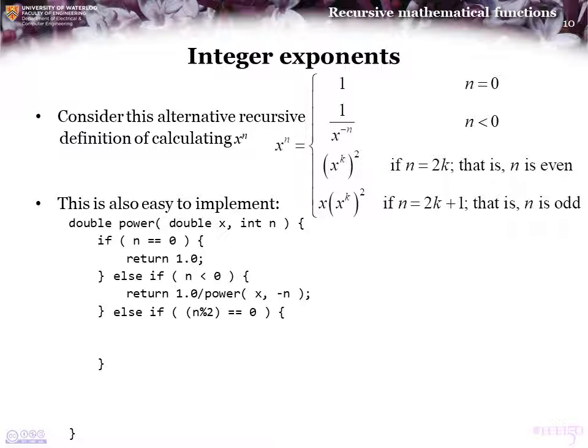So if n is even, that is, if the remainder when n divided by 2 is 0, then I'm going to calculate x to the n divided by 2 and assign that to result. And then I will return result times result, or whatever that is, I will return that value squared.